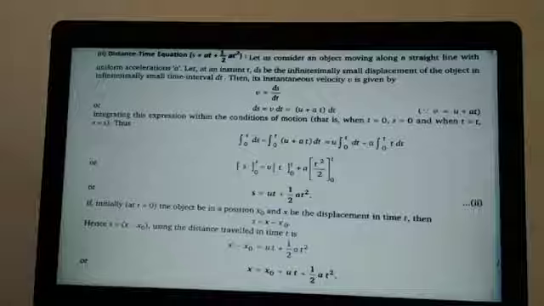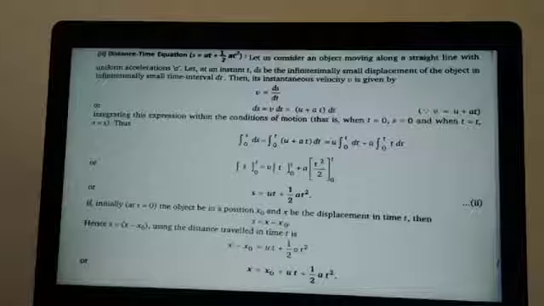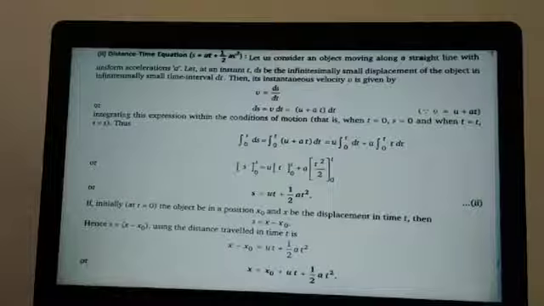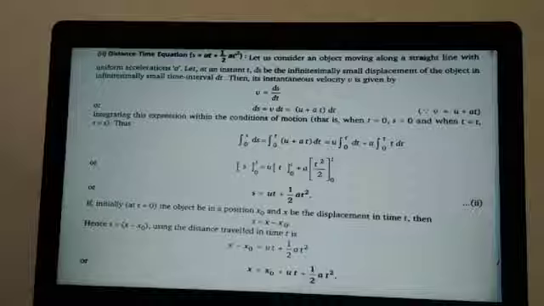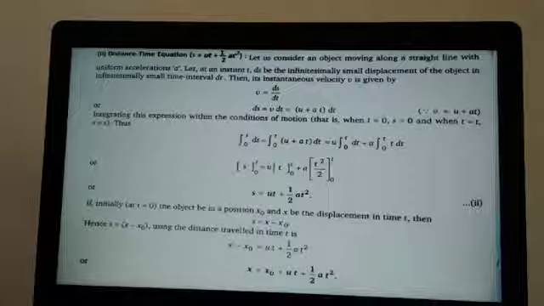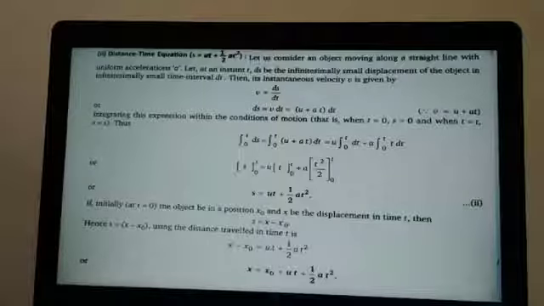Okay, we have that equation. We are starting with that equation, v is equal to ds by dt. On rearranging, we are getting ds is equal to v dt. But v you have already defined. What is v? That is u plus at. So that will become (u plus at) into dt.